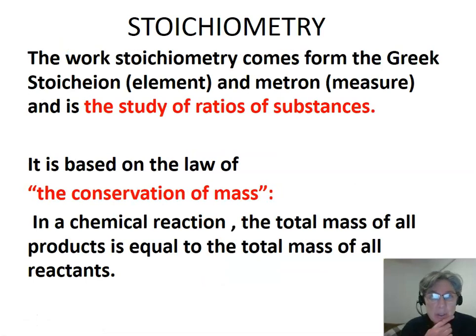Alright, so stoichiometry comes from a Greek word, apparently meaning element, and metry is measuring. So it's basically the study of using ratios to find the amount of one substance given the amount of a different substance, and it's based on the conservation of mass, basically that you don't lose anything.